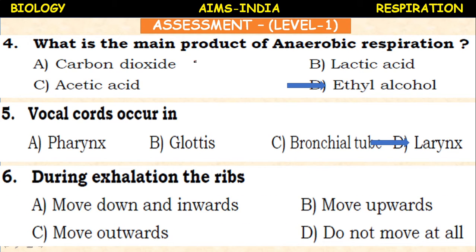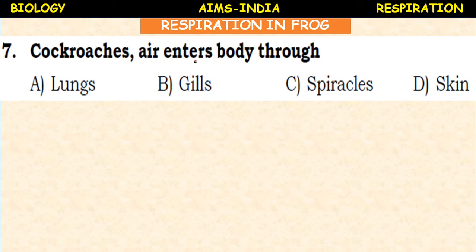During exhalation, how do the ribs move? Move down and inwards, move upwards, move outwards, do not move at all. So they move upwards. During exhalation, chest contracts. Next, the cockroach's air enters the body through lungs, gills, spiracles, skin. Spiracles. Spiracles are present on the sides of the body wall. They act like valves, regulating the entry and exit of air.